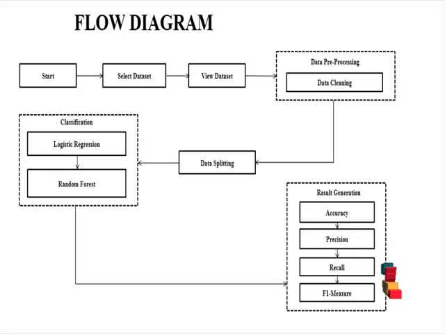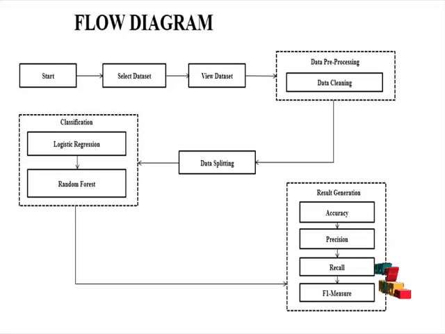After that, we check the missing values or null values contained in our dataset. If there are missing or null values, we need to drop them or replace them with the unique value of 0. Then it moves into data splitting. In data splitting, we select our independent variable and dependent variable, and then we split our dataset into a training dataset and a testing dataset.